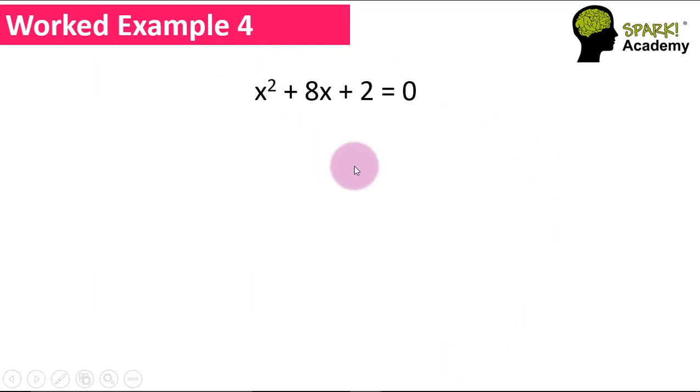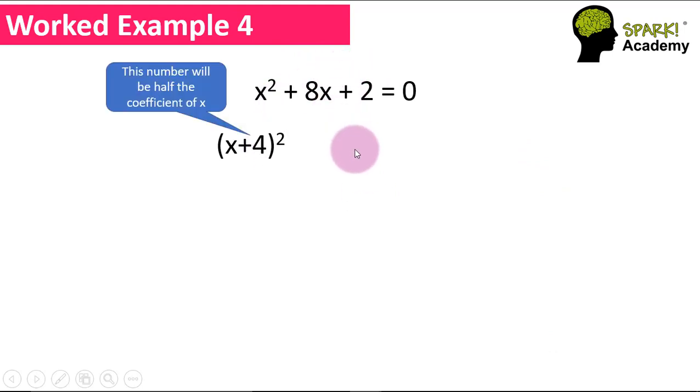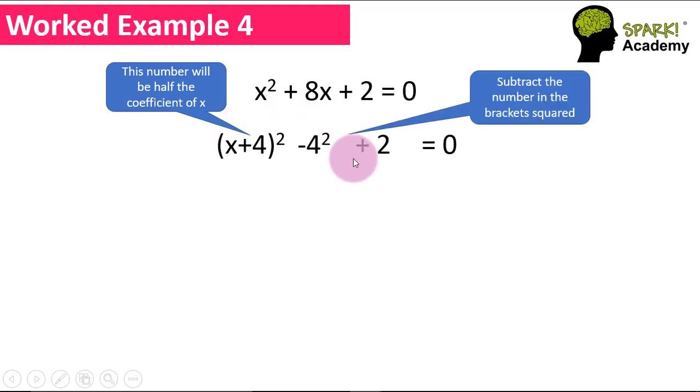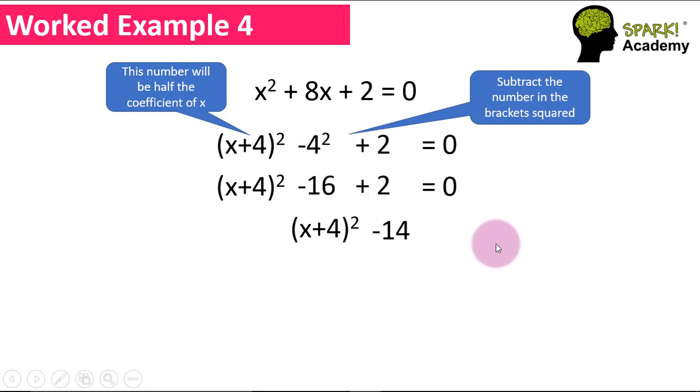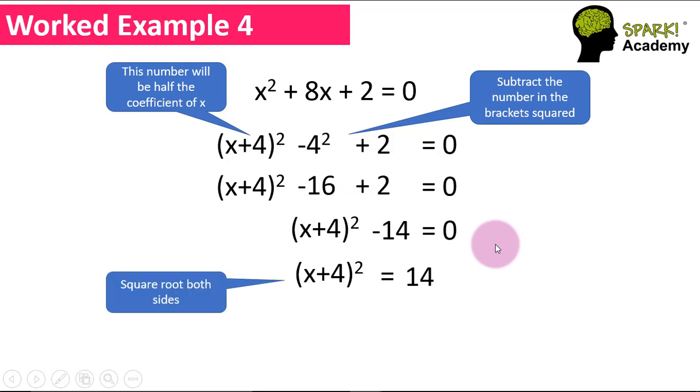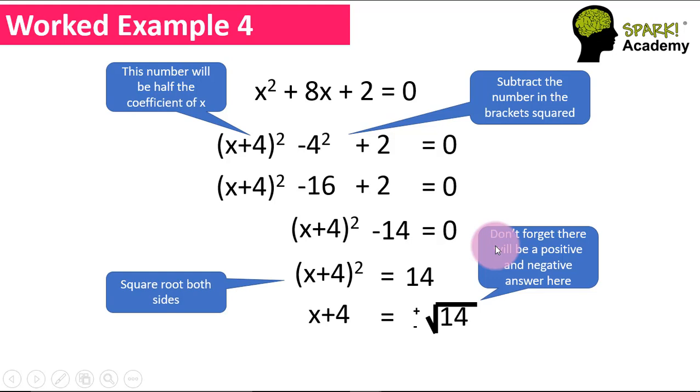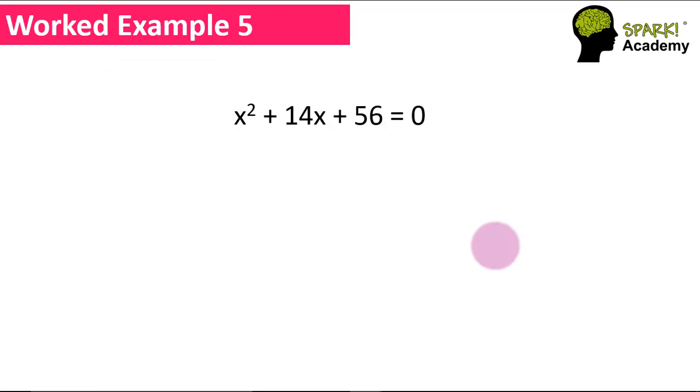So let's have a look at this one now. We halve the number in front of the x to give us x plus 4 squared. We minus that number in the bracket squared, so minus 4 squared plus 2 equals 0. Minus 4 squared is 16, and then we simplify it to give us minus 14. Move the minus 14 over to the other side, square root, and again we're going to leave it in surd form. So this time we get minus 4 plus or minus the square root of 14.